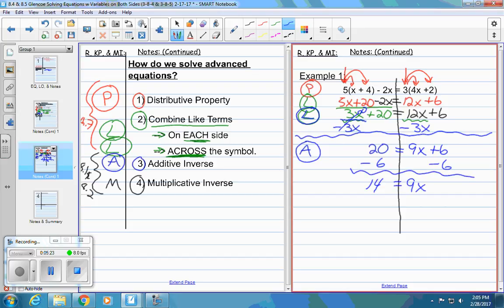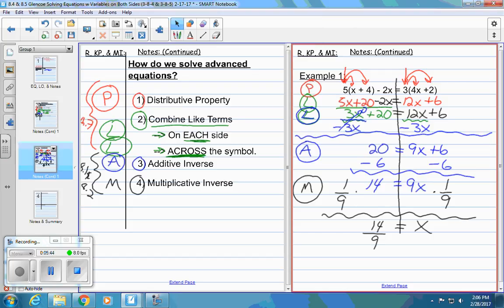And now I need to do the multiplicative inverse as my final step to get the 9 to leave the x alone. And we got the answer to this advanced equation. It's 14/9. That's it. So if you have any questions, please write them down in the example column.